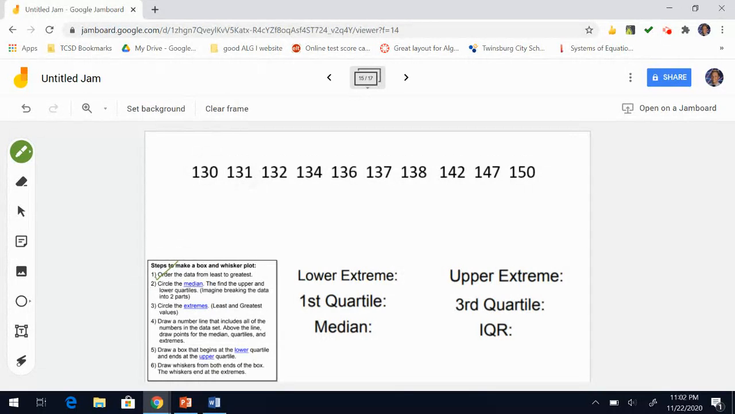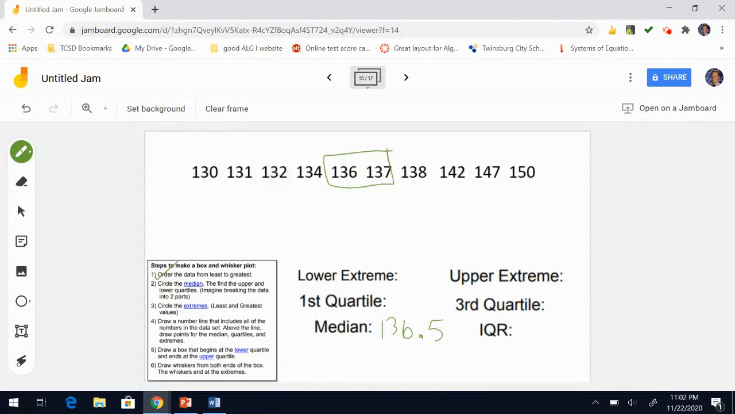Circle the median. So if I have 1, 2, 3, 4, 5, 6, 7, 8, 9, 10, I don't have a middle number, so what do I have to do? Take these two values, and that's going to be my median. So my median's 136.5, because if I take those, add them up, and cut them in half, you get 136.5.